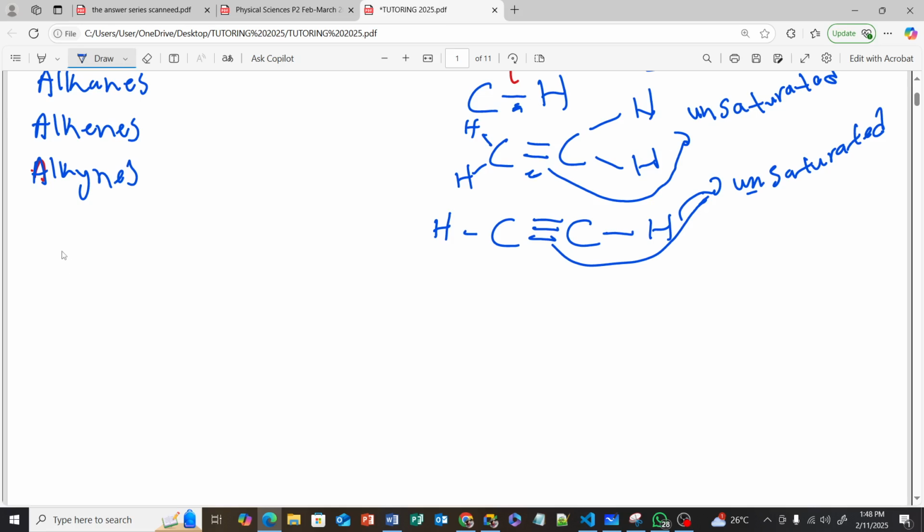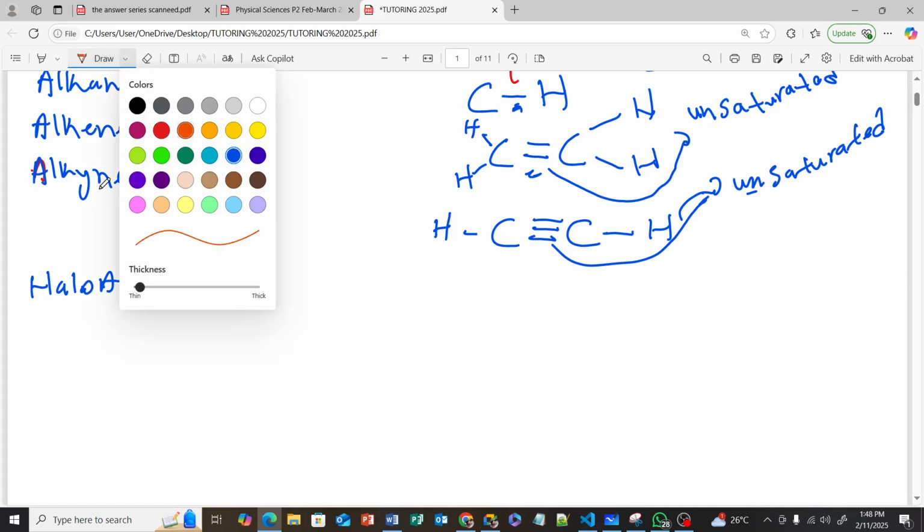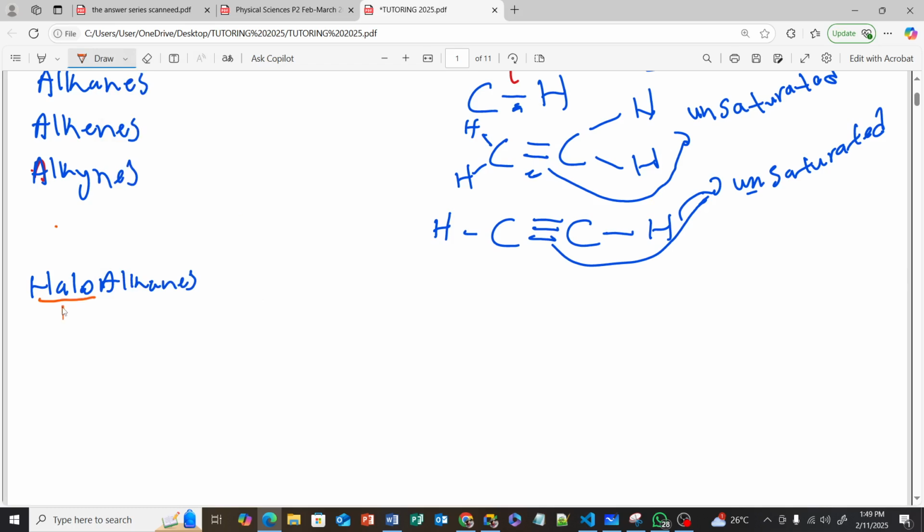Okay, now we also have a homologous series called the haloalkanes. Haloalkanes. So this explains itself. The word halo is derived from group number 7 elements, the halogens.